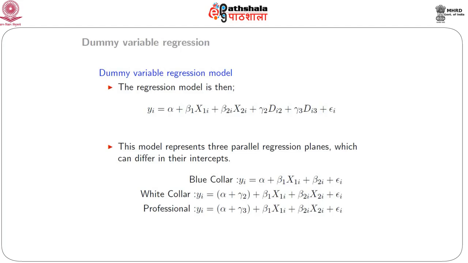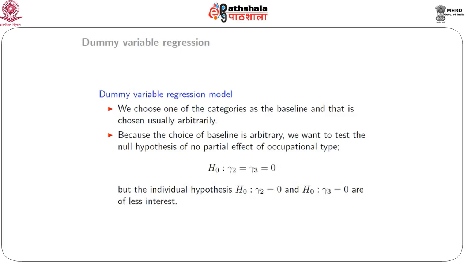So blue collar occupations are coded 0 for both dummy variables. So blue collar serves as the baseline category. On the next slide, you will see the plot of the 3 planes, which are parallel to each other, and the diagram shows us the distance between the planes, which equals the difference in the intercept of the 3 models.